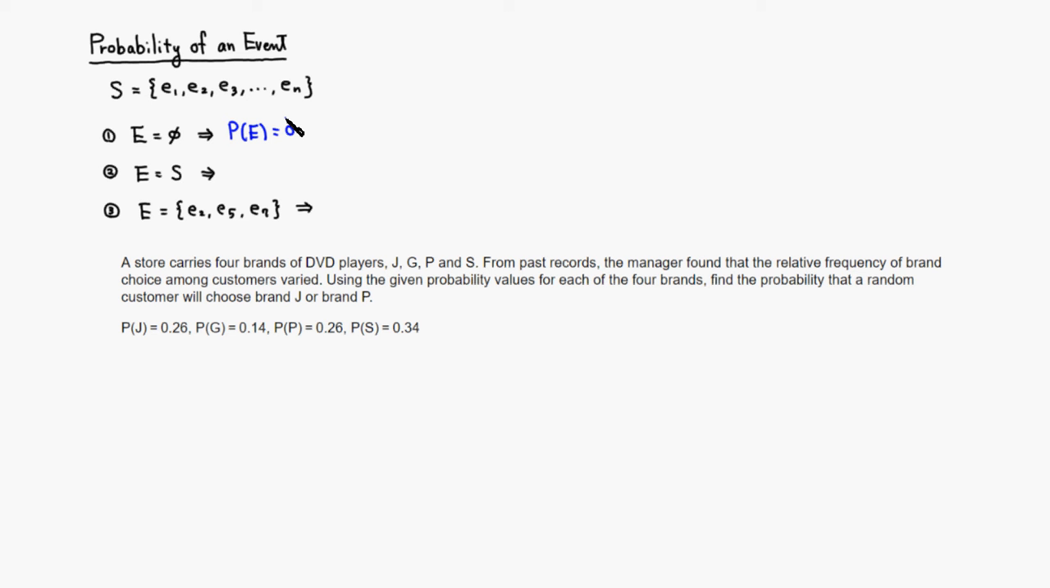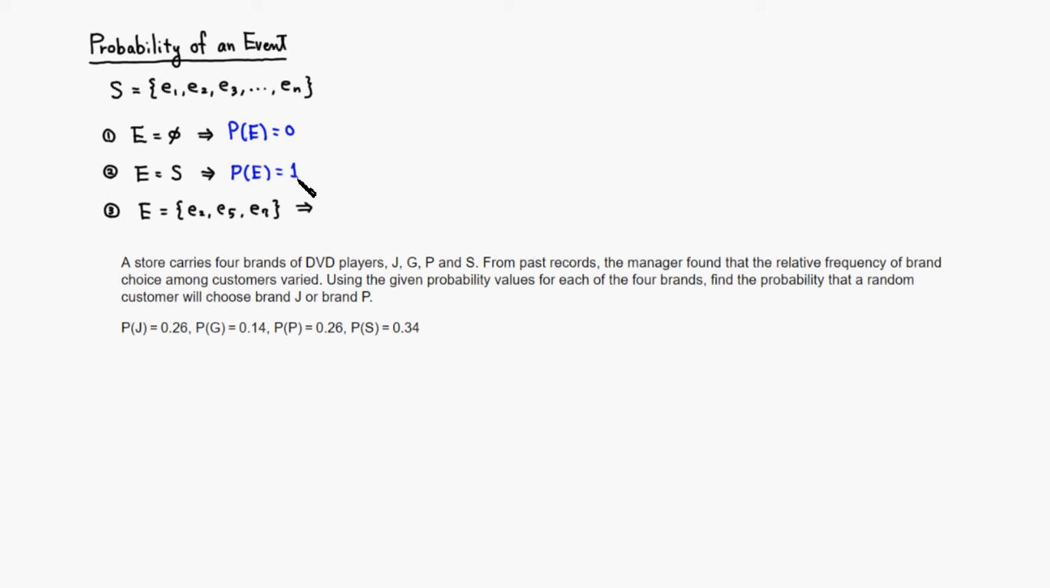And if the event is the entire sample space, then something in the sample space happens all the time. So the probability of this event, the sample space, is always equal to 1.